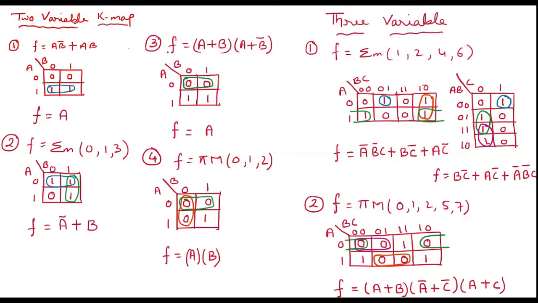Coming to question number 3, F is equal to (A plus B) whole into (A plus B complement). There is no summation of min term or pi of m, but you can see this is a max term. Directly by seeing the question, you can understand this is a max term equation, a POS equation rather. So I have to implement 0 wherever this value will fit.